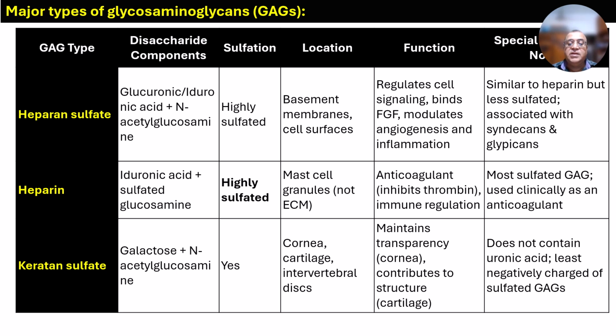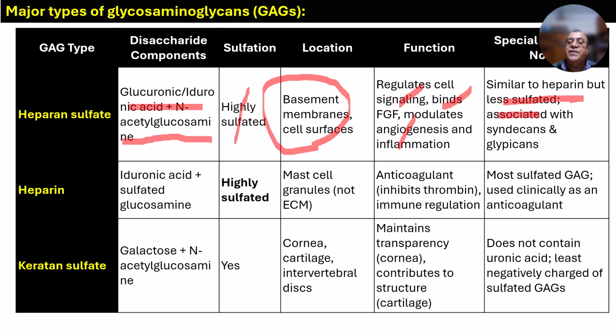Heparan sulfate contains glucuronic acid, iduronic acid, and N-acetyl glucosamine. It is highly sulfated, located in the basement membrane and cell surface, regulates cell signaling, binds with fibroblast growth factor, modulates angiogenesis and inflammation, and it has a similar structure to heparin but is less sulfated, associated with syndecan and glypican.